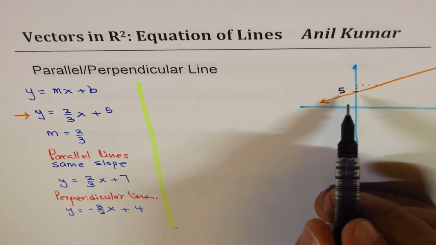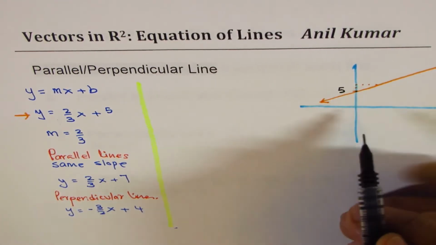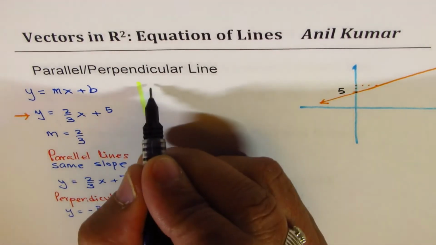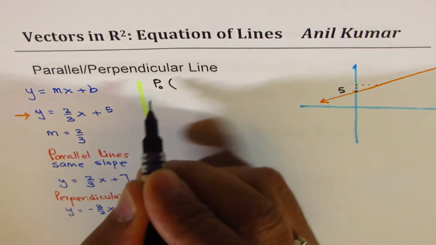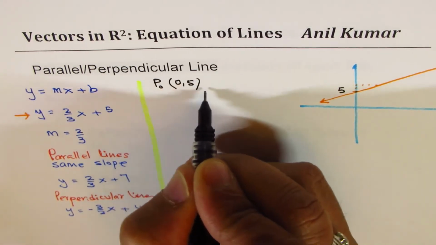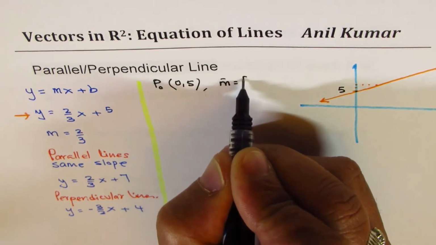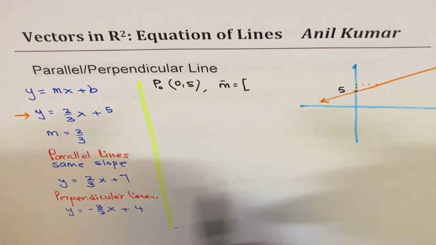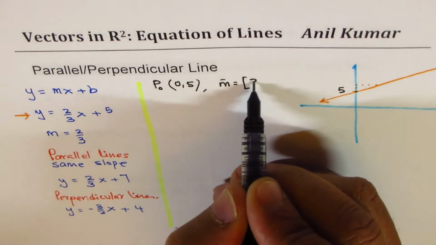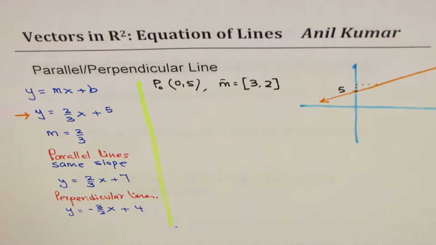In vectors, we define a line with the help of a point and the direction, right? So in this case, the initial point P is considered to be (0, 5), and the direction m is the change in x first, which is 3, and then the change in y, which is 2, correct? So that becomes the direction.